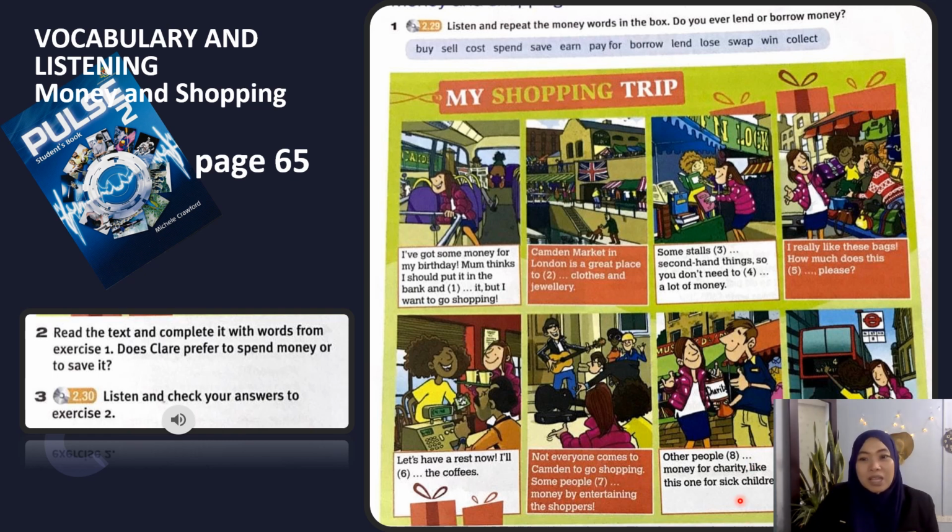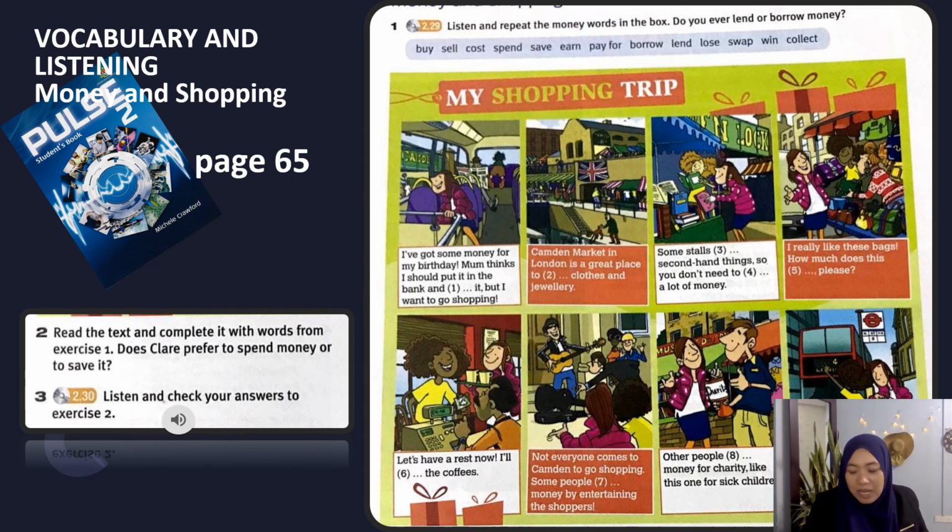All right, now other people, number 8. Other people, what was the word just now she used? Collect money for charity, like this one, for sick children. So there are also people, you know, collecting money. Look at that man. He is collecting money for sick children. So what does she do? Claire also gives some money. Yes. Now the last part, what happened to her?